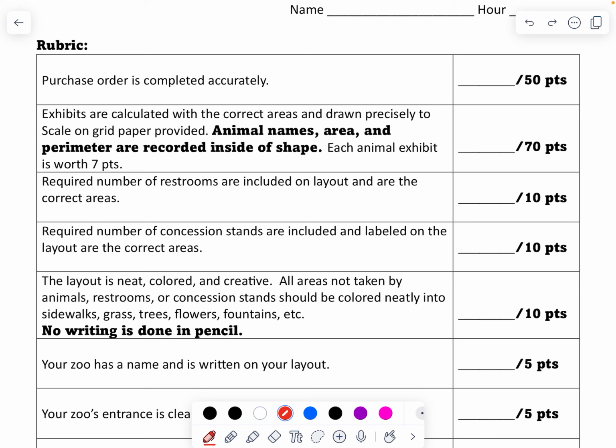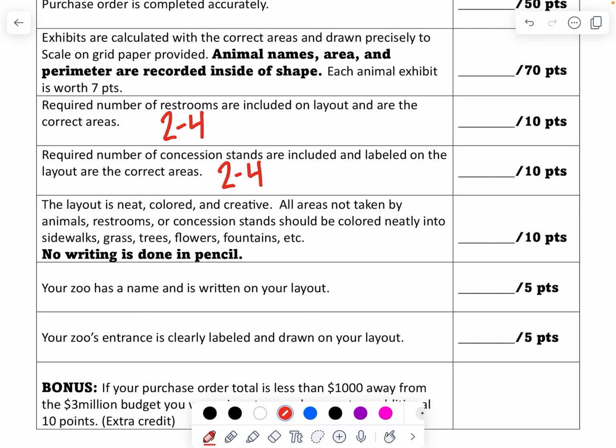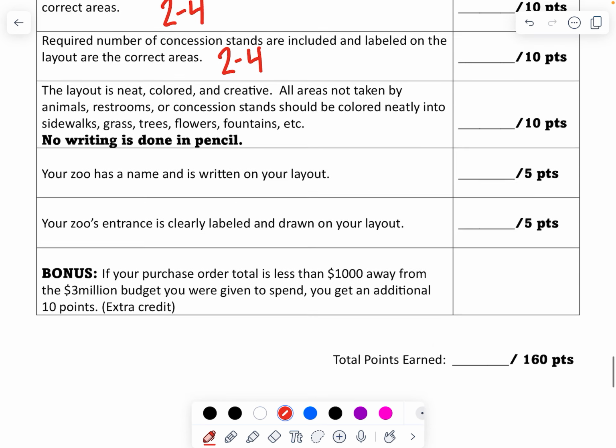The required number of restrooms are included on the layout and are the correct areas. Remember, you need 2 to 4. The required number of concession stands are included and labeled, and you need 2 to 4. Those are both worth 10 points. The layout is neat, colored, and creative. All areas not taken by animals, restrooms, or concession stands should be colored neatly into sidewalks, grass, trees, flowers, fountains, etc. So just make it look pretty and nice. No writing is done in pencil, so everything should be gone over with Sharpie. Your zoo has a name written on your layout, which is worth 5 points. Your zoo's entrance is clearly labeled and drawn on your layout, which is worth 5 points.